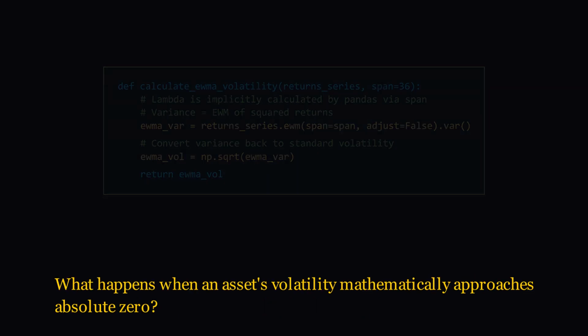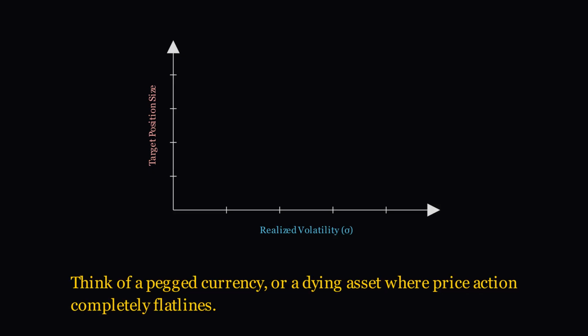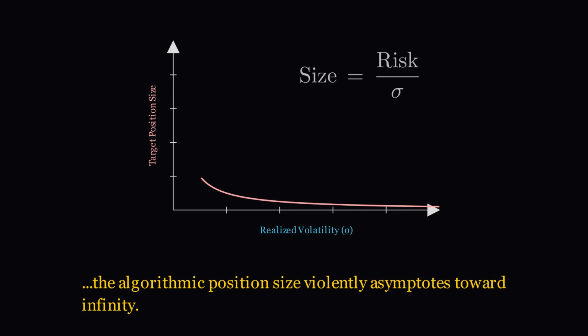What happens when an asset's volatility mathematically approaches absolute zero? Think of a pegged currency, or a dying asset where price action completely flatlines. Because our sizing formula strictly divides target risk by this localized volatility, the algorithmic position size violently asymptotes toward infinity.